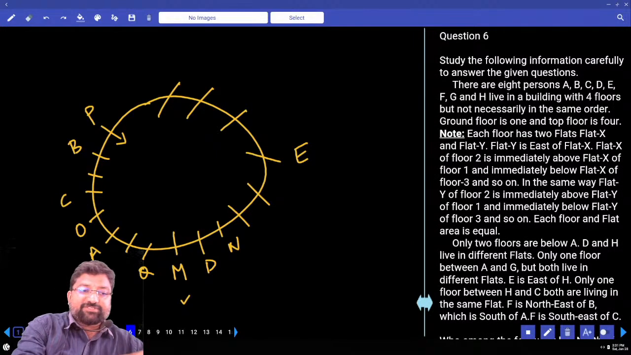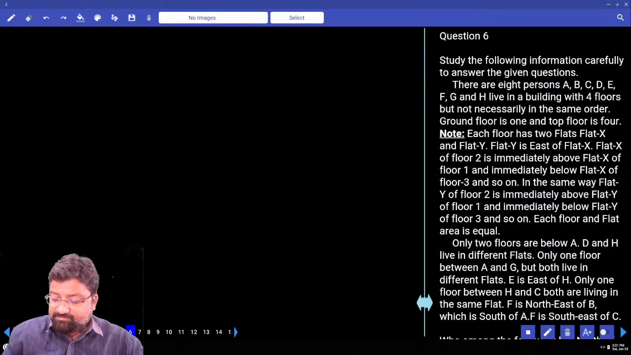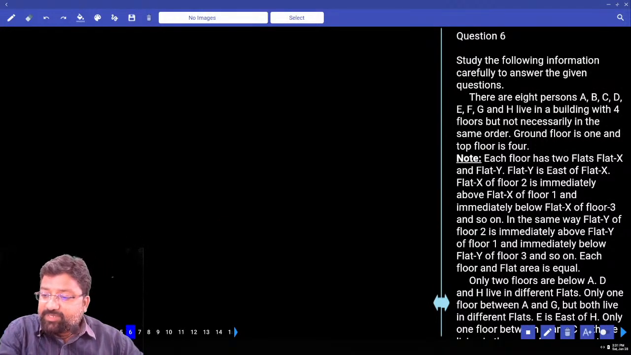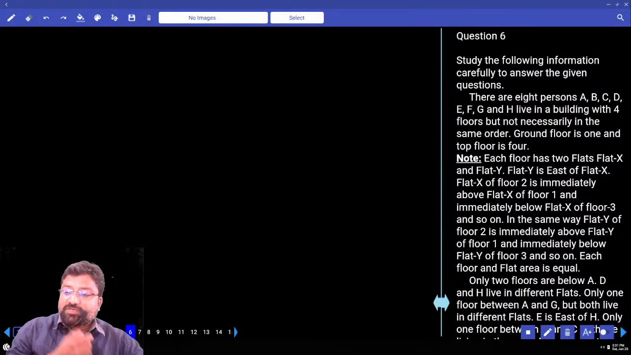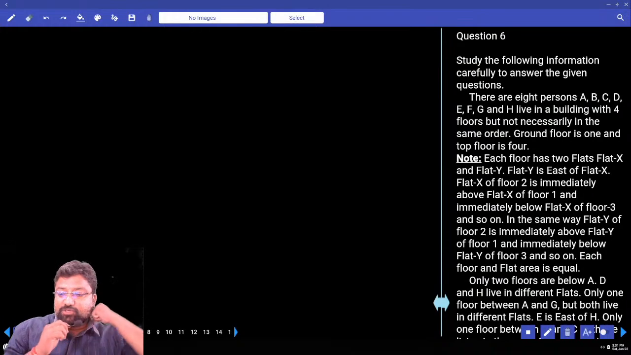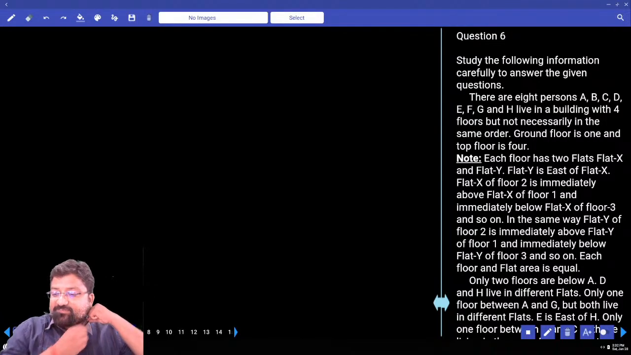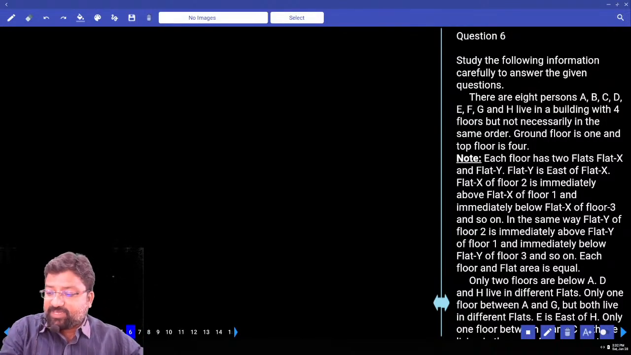This is clearly a question on floor arrangement. There are how many persons? 8 persons living in a building with 4 floors, but not necessarily in the same order. Ground floor is numbered 1 and the top floor is numbered 4. Each floor has how many flats? 2 flats, flat X and flat Y. Flat Y is to the east of flat X.